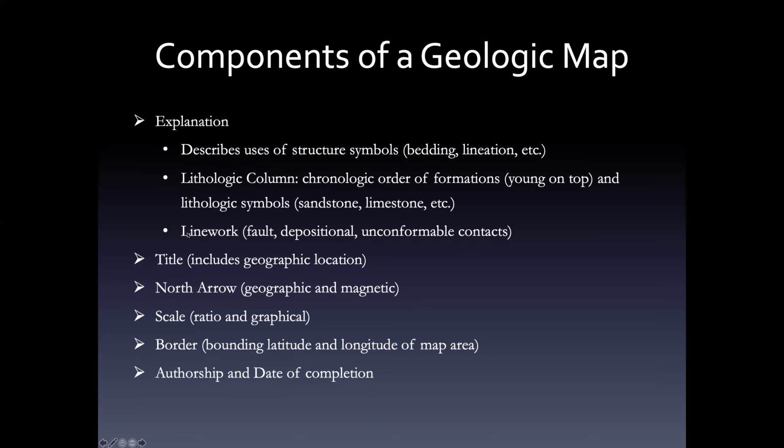There's going to be different types of lines that show you what a fault is, whether it's a depositional or unconformable contact. Of course, you're going to add a title, which includes your geographic location, your north arrow, both geographic and magnetic north. Typically, you'll also put in your magnetic declination, the scale, ratio and graphic, a border, which bounds your map with latitude and longitude areas, and of course, authorship and date of completion. This becomes very important so we can track when and who made the map.